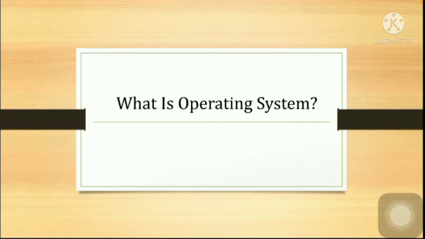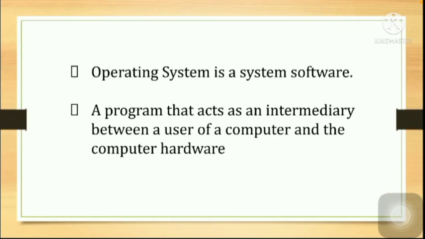What is operating system? Basically, an operating system is a system software, which means it resides within a system, for example, a computer, mobile phone, pager or any other similar computing device, where it works as an intermediary between user and hardware. That means operating system provides a medium for interaction between user and computer hardware.